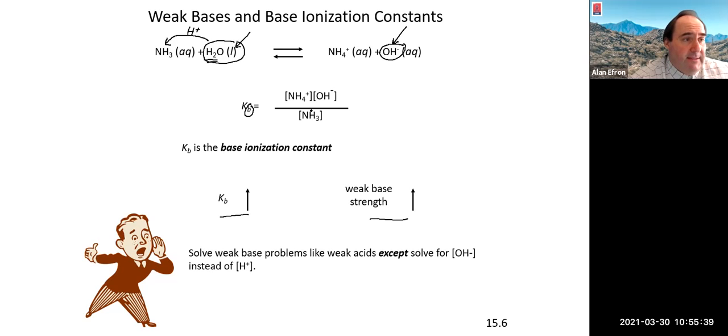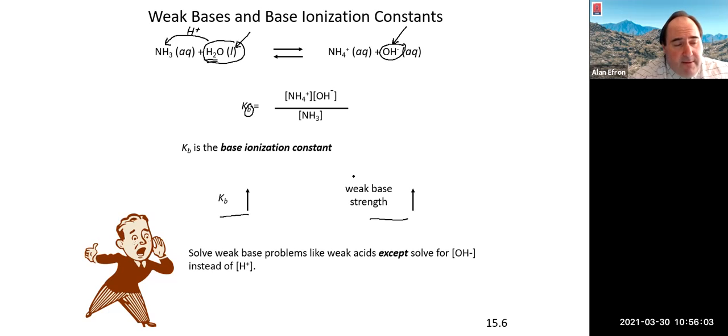Just like with our acids, if you're comparing a weak base to a strong base like sodium hydroxide or potassium hydroxide, obviously the strong base is much stronger than a weak base. Again, for the same reasons we talked about, it will 100% break apart into ions and produce a lot of OH minus in the solution very quickly.